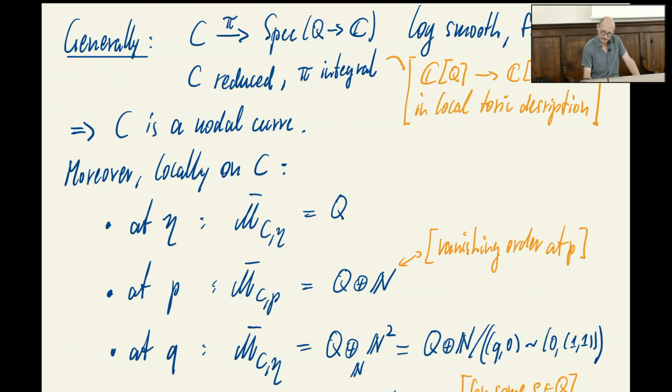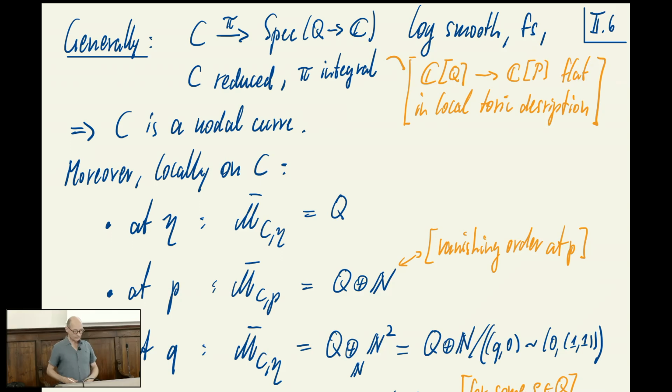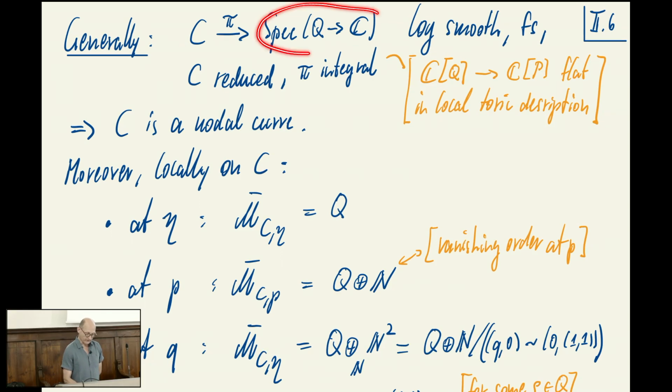So what is the general picture? Let's say we work over log points, so Spec Q to C, and we want this to be log smooth, of course, fs, fine saturated, to get reasonable log structures that look like toric varieties. We want the fiber to be reduced, standard in talking about nodal curves. And then there's something slightly funny, which is called integrality, pi integral.